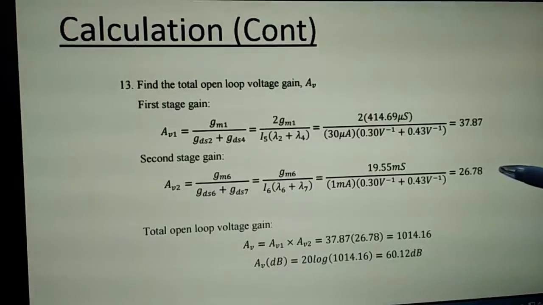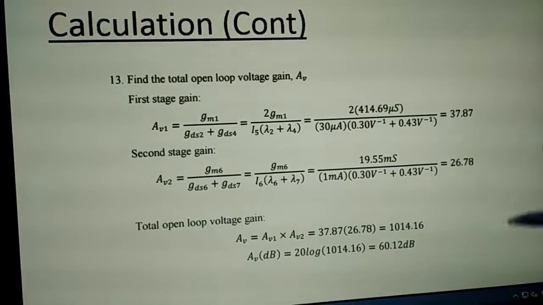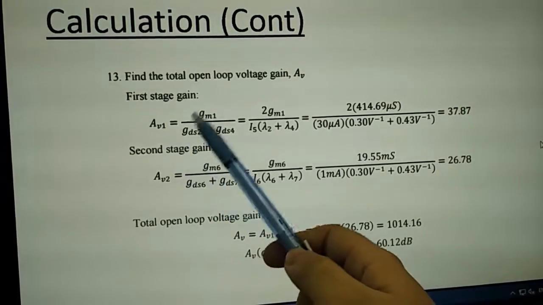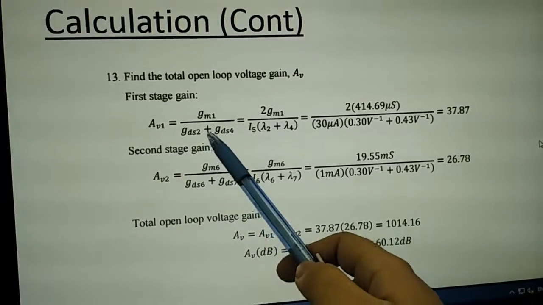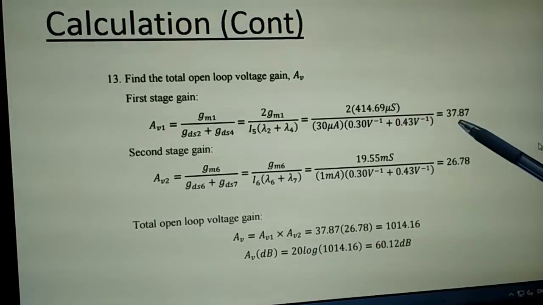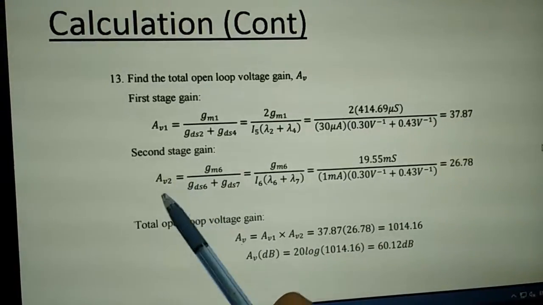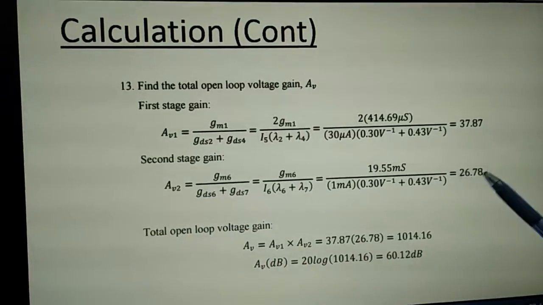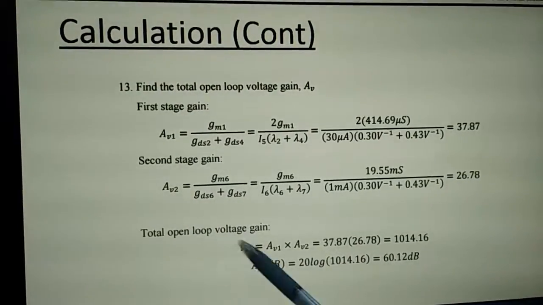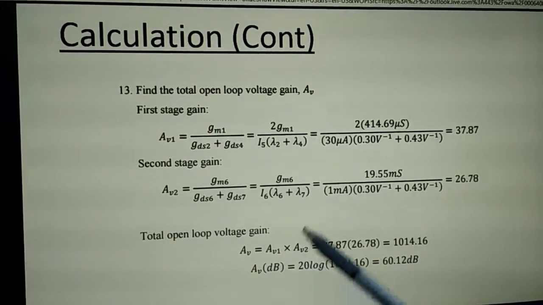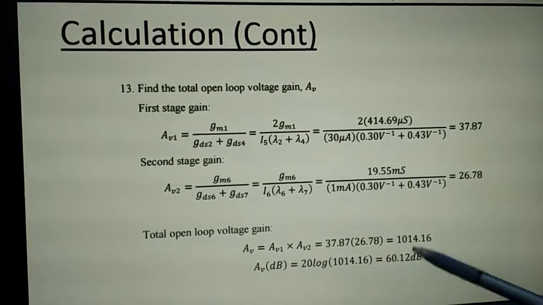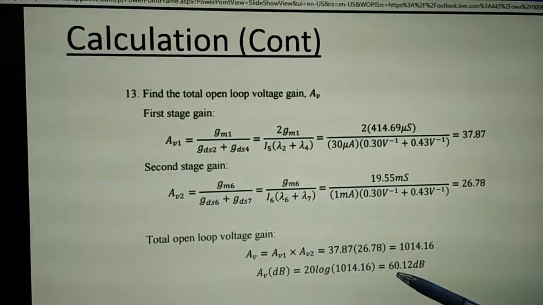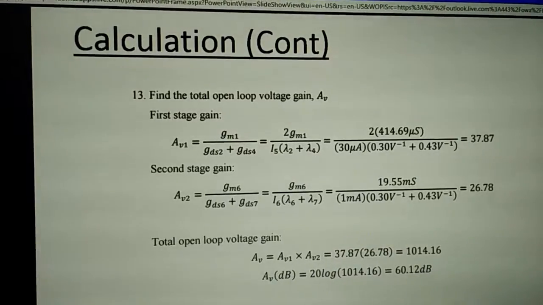Lastly, to calculate the open loop voltage gain, AV: for the first stage gain, AV1 is equal to GM1 over GDS2 plus GDS4, so we get 37.87. The second stage is GM6 over GDS6 plus GDS7, so we get 26.78. So the total is AV1 times AV2. Finally we convert it to decibel, which is 60.112 decibel.